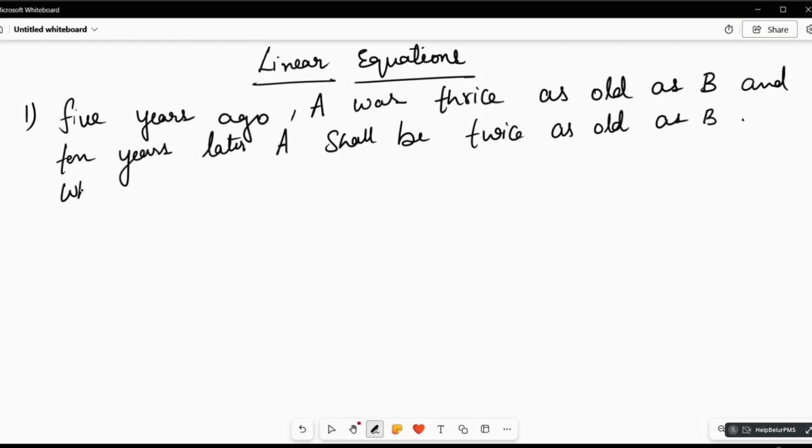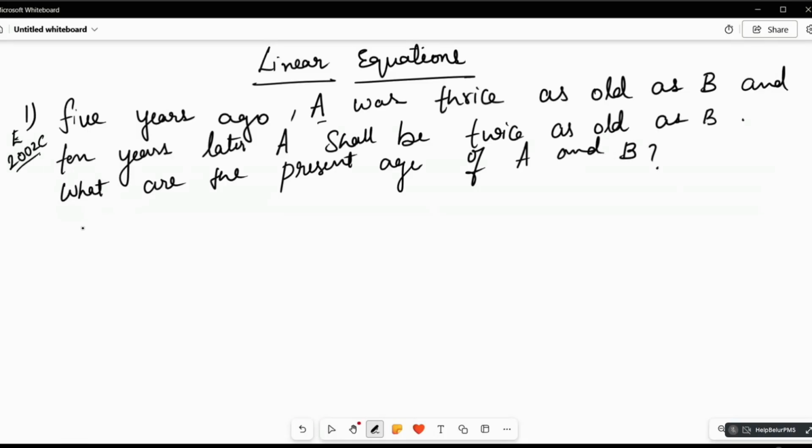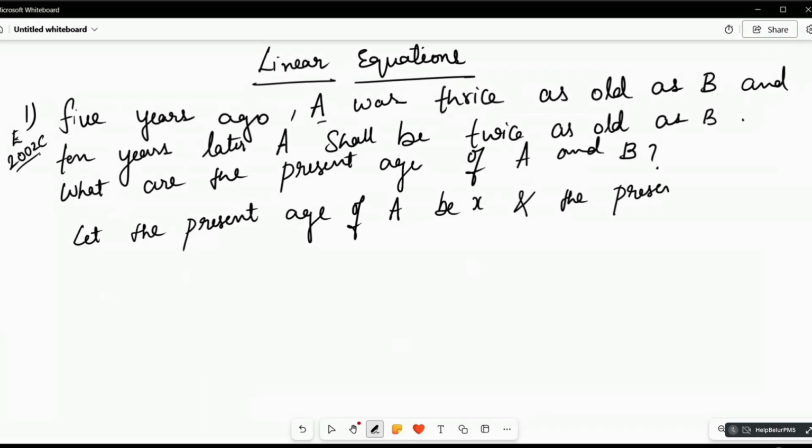What are the present ages of A and B? Do this now. Let the present age of A be x and the present age of B be y. Now try.